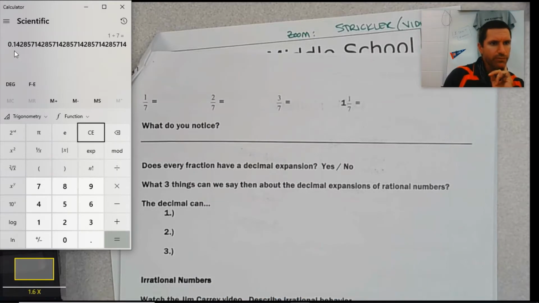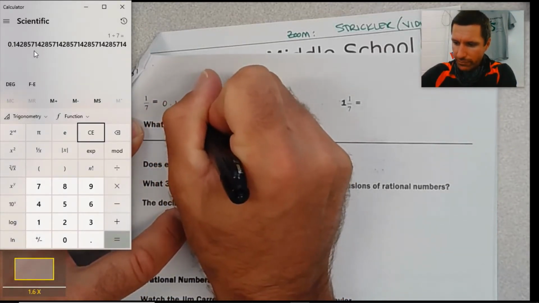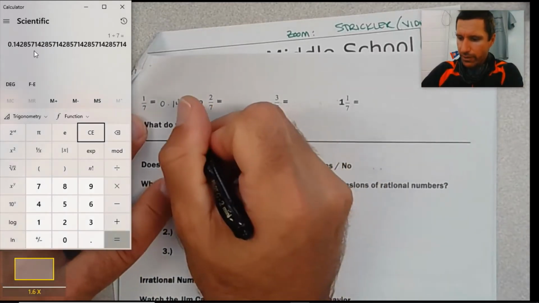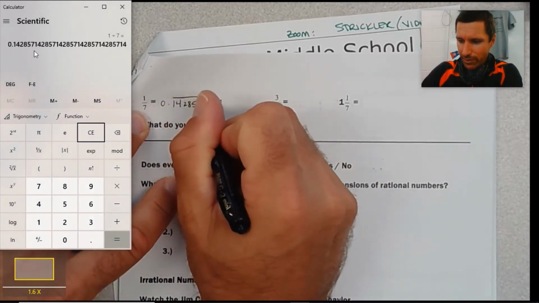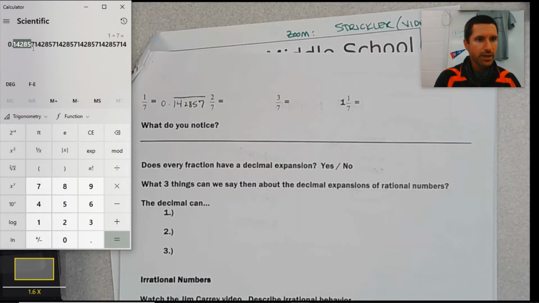What do we have here? 142,857, 142,857. 0.142857. And what you have here is a repeating block or group of numbers. So the repeating bar has to go over all 6 of those digits. If you look at this, it does repeat 142,857, that block of 6 over and over and over again. And anything that repeats in terms of decimal expansion is rational.